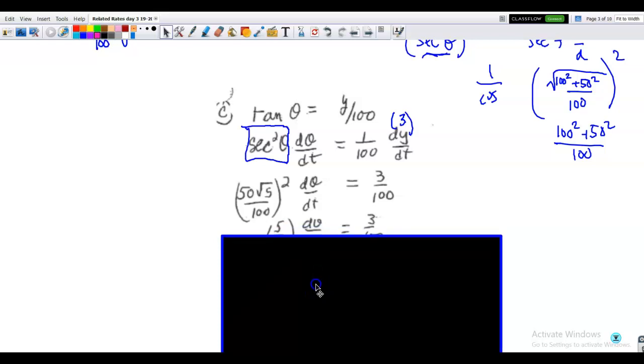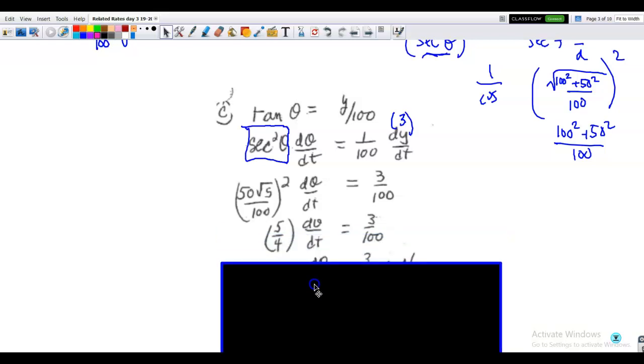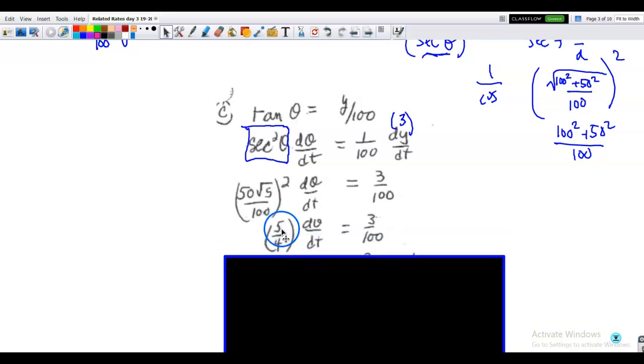So I don't worry about the fact that it's 50 square root 5. That part I don't care about you knowing how to simplify that radical. But when you simplify it, it becomes 5 over 4. So if you use your calculator, do 100 squared plus 50 squared over 100 and reduce it, you get 5 over 4 d theta dt. And remember that dy dt was 3. And 3 times 100 is 3 over 100.